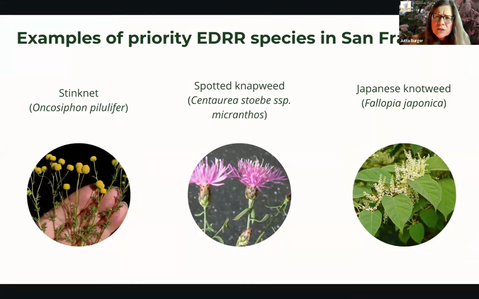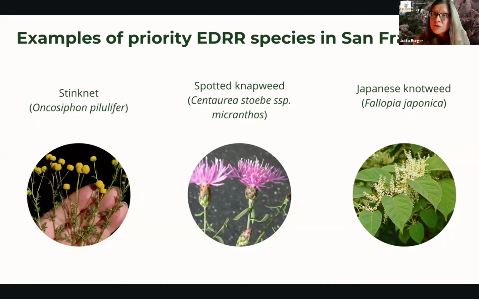And Oncosiphon piluliferum is one of those fun little annual asters. It flowers in late summer. It's marching its way up from Southern California. It's native to South Africa. And it was found by Jennifer Moe in Santa Clara County in 2020. Bad sign. First occurrence in the San Francisco Bay Area. That's what makes it an early detection rapid response species.